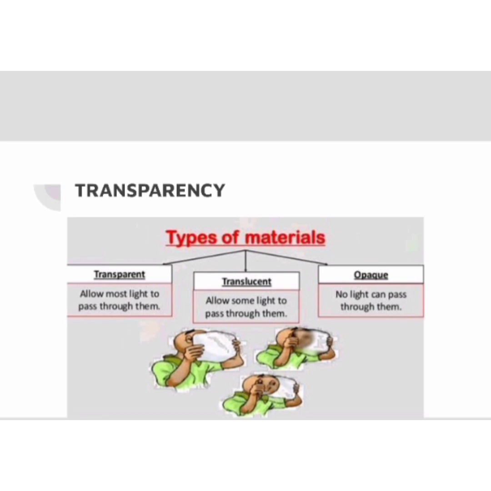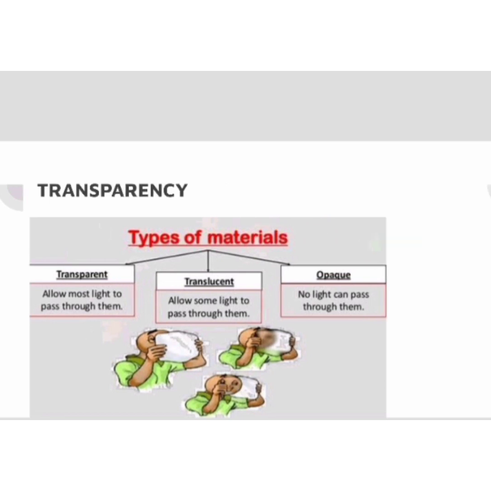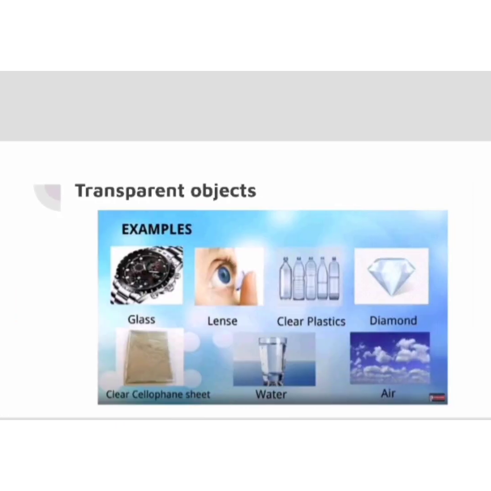If you hide behind the glass, you can be found out by your friends easily, right? And those substances or materials through which things can be easily seen are called transparent objects. Okay, the objects through which we can see things clearly are called transparent objects.